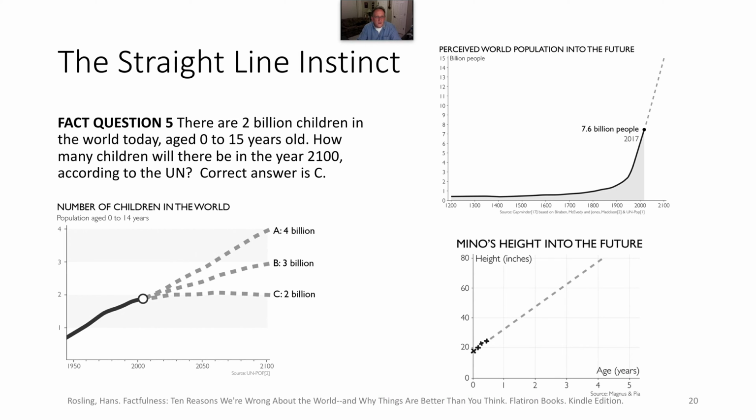Question 5. There are 2 billion children in the world today, ages 0 to 15. How many children will there be in the year 2100, according to the UN? And the answer is C, 2 billion children. There's just not going to be a large increase of children. And the reason is that the world is becoming more affluent.